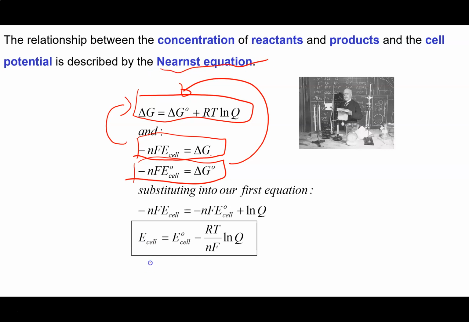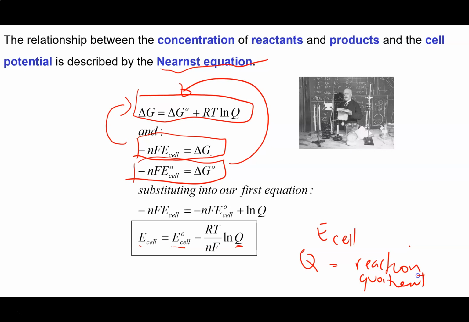What the Nernst equation does is it gives you the cell potential after the cell has been running for a little while, basically under non-standard conditions. It says that the cell potential will be equal to the standard cell potential minus RT on NF log Q, where Q, if you remember, is what we call the reaction quotient.